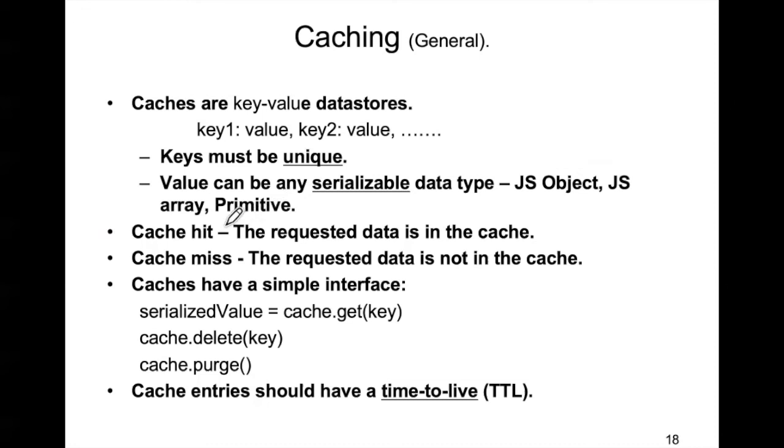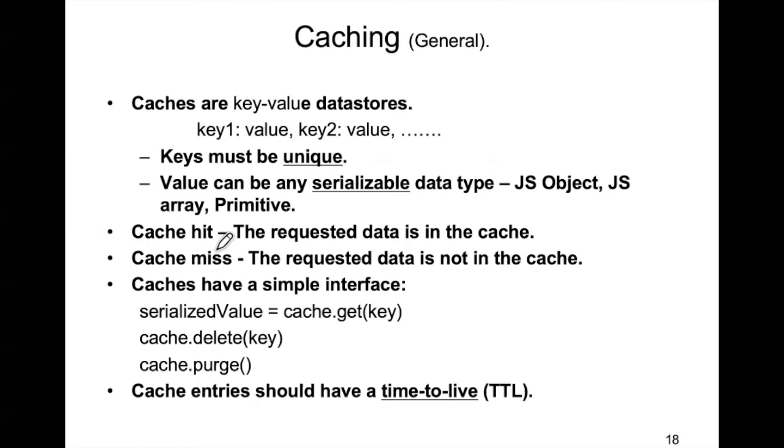Just some other terms in relation to caching. We talk about cache hits and cache misses. A cache hit occurs when the data that the client is requesting is actually in the cache's data store and it provides it to the client immediately. A cache miss is when the data requested by the client is not in the cache's data store and it has to get it from the backend itself.